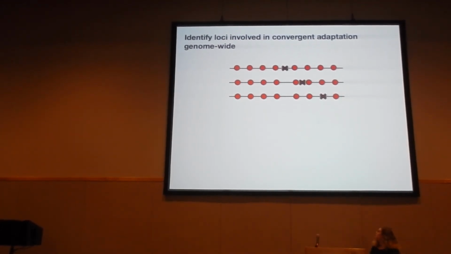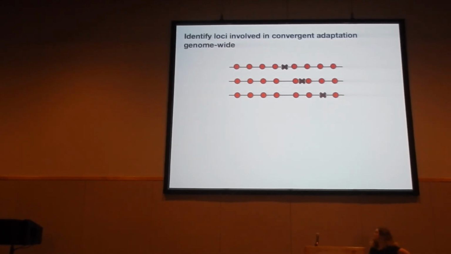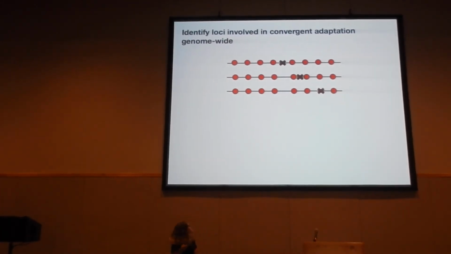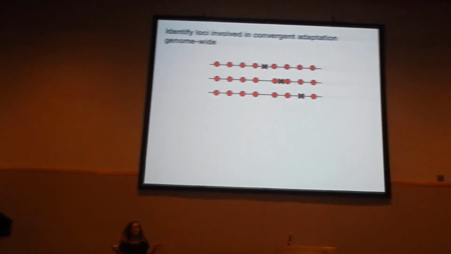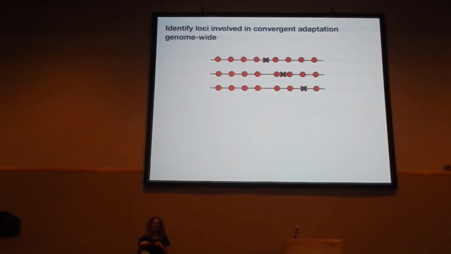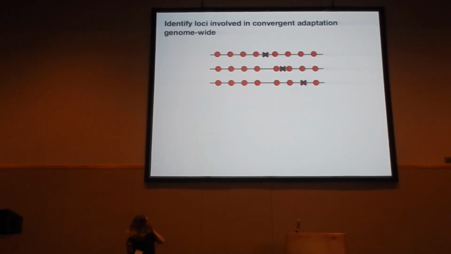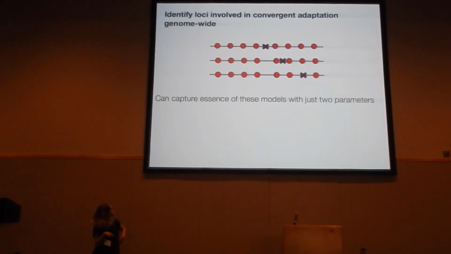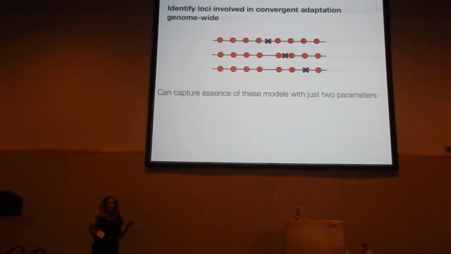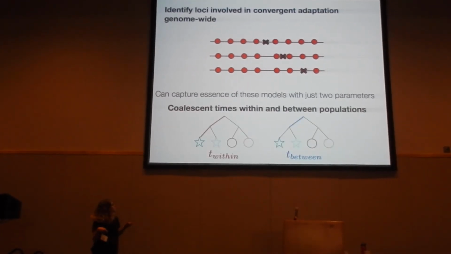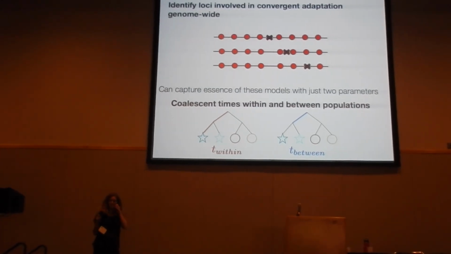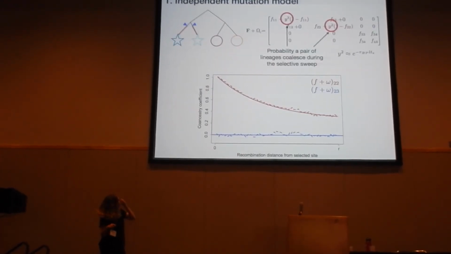So, these models are parameter rich, which is nice for the things that I've talked about previously, but it also means that identifying the loci that are involved in convergence genome-wide is quite computationally intensive. So what we've done now is capture the essence of these models using just 2 parameters, and those are the correlates of times within and between the populations. And I'm going to briefly walk through the intuition of what's happening here.